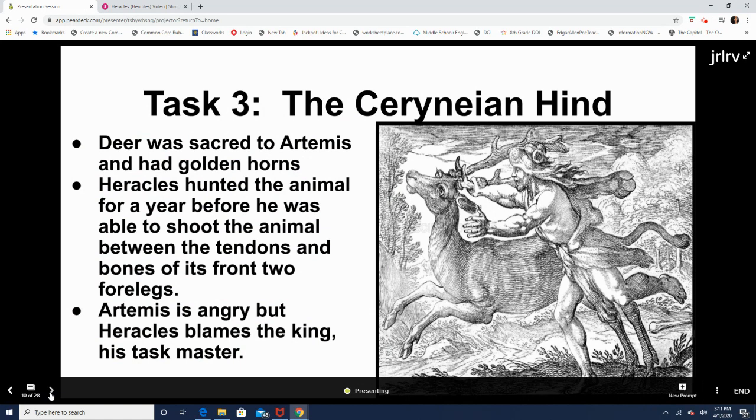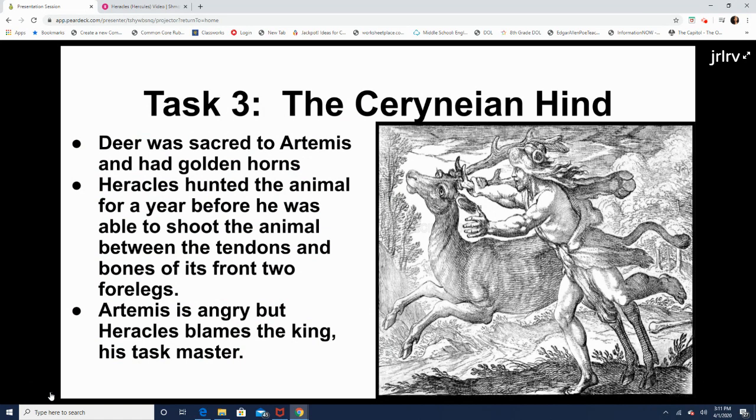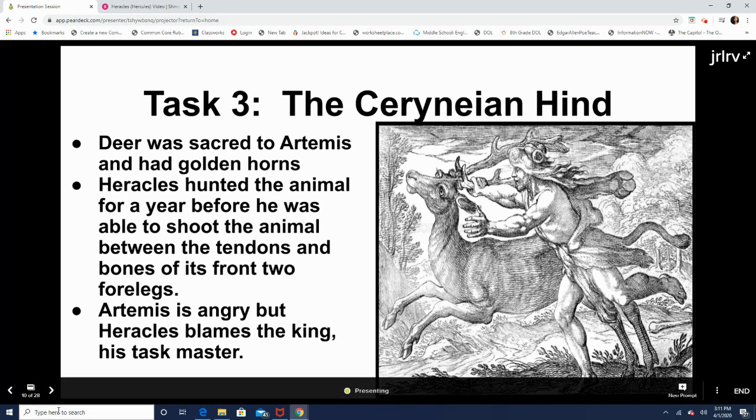Task 3, the Cerynean Hind. This deer was sacred to Artemis and had golden horns. We talk about Artemis being the goddess of the hunt, and I compare her to Katniss Everdeen in the Hunger Games and say they have some familiarities. Heracles hunted the animal for a year before he was able to shoot it between the tendons and bones of its front two forelegs. Artemis is angry, but Heracles blames the king and his taskmaster.